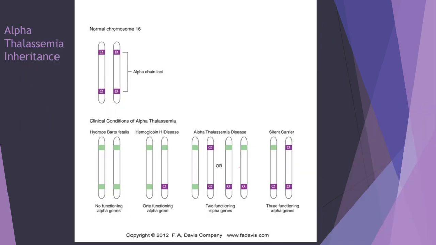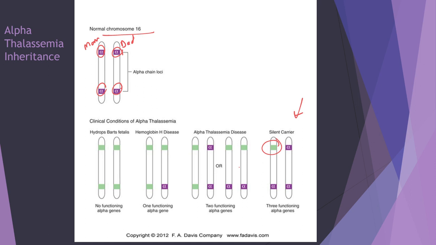So this is the inheritance combinations that you can see with alpha thalassemias. And the alpha globin gene is on chromosome 16. And remember, you get 2 alphas from mom on 1 gene and 2 alphas from dad on 1 gene. Okay, and so here's the loci on 1 gene. So let's start over here with our silent carrier. This is just a deletion on 1 of the 2 genes. So you still have 3 functioning alpha gene loci.